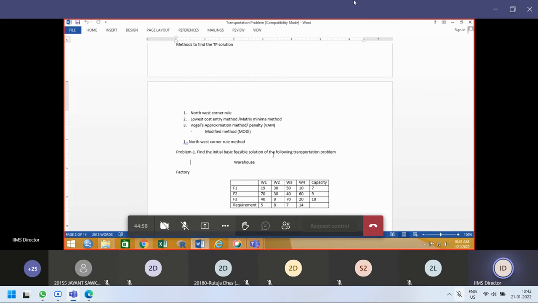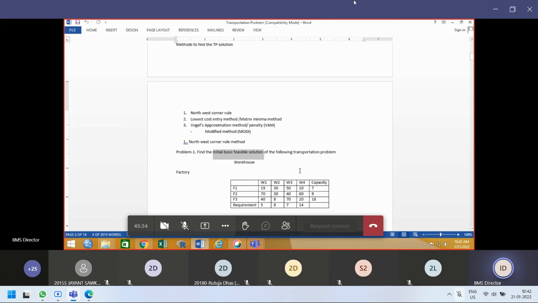So don't go for the penalty method. The penalty method is somewhat more difficult than the first two methods. Read the problem carefully: find the initial basic feasible solution means any one method can be applied, either the northwest corner rule or the lowest cost entry method. Suppose they ask to find the optimum solution instead of the basic feasible solution, then which method is applicable?